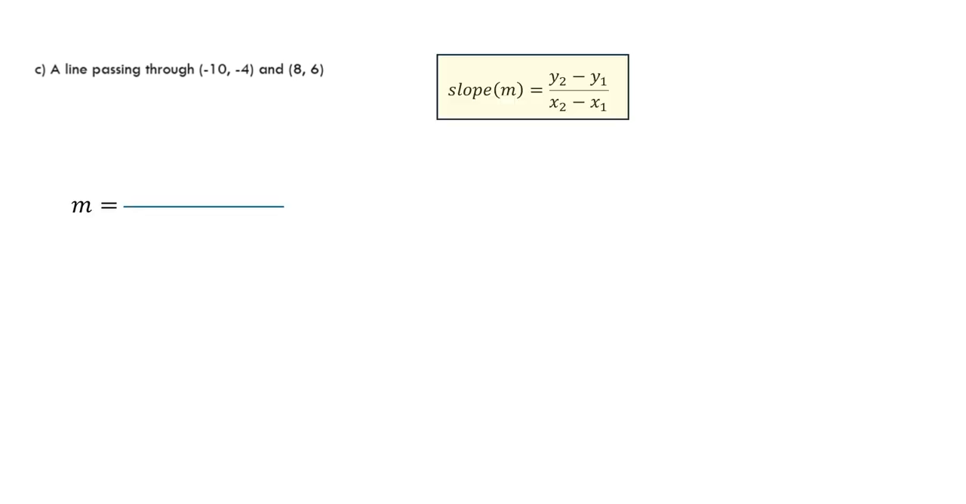Our next example gives us another pair of coordinates, 6, subtract -4, over 8, subtract -10. This gives us a slope of 10 over 18. One should always reduce to simplest terms when calculating a slope.